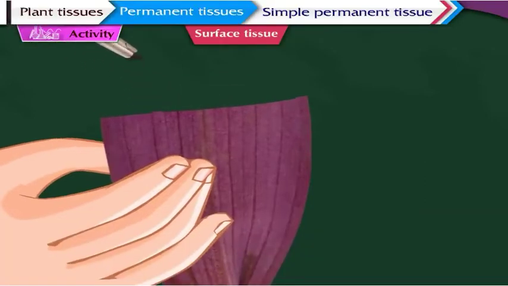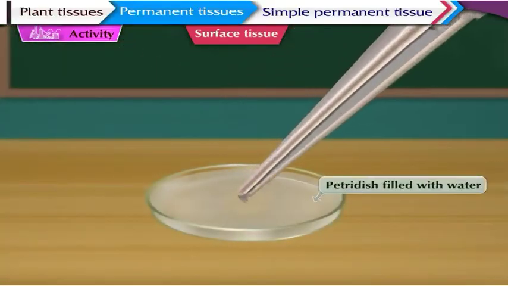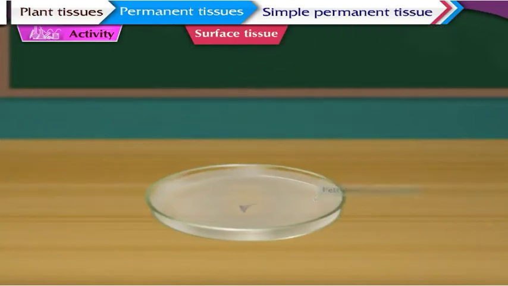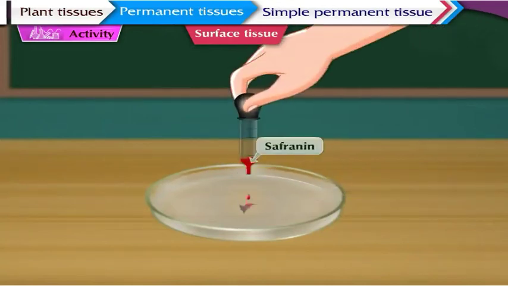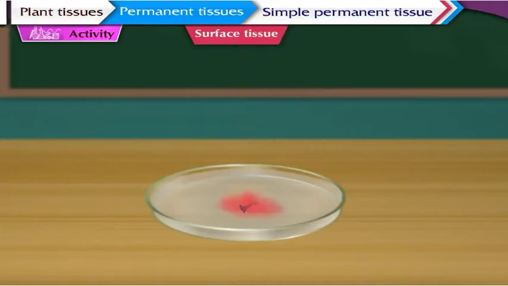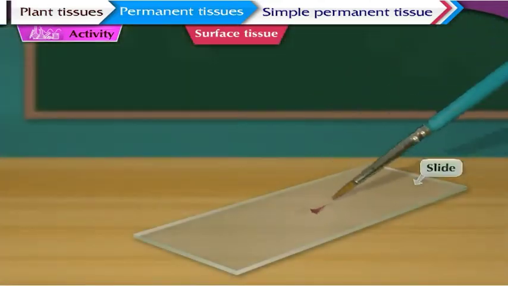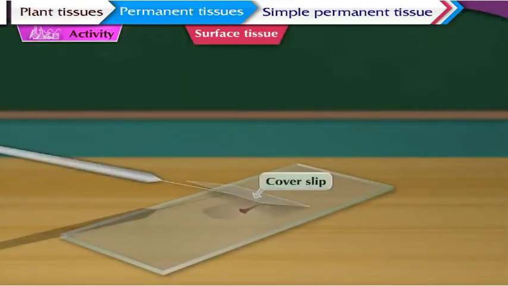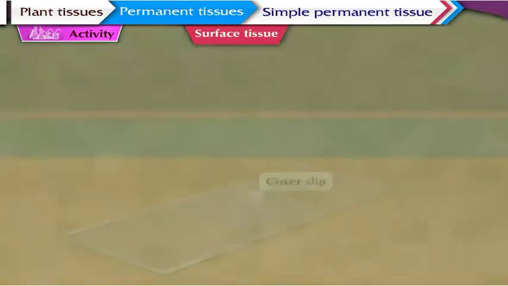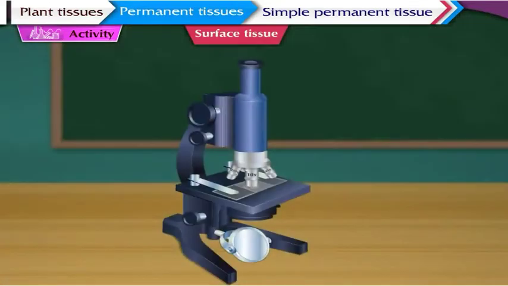Remove the peel and put it in a petri dish filled with water. Add a few drops of safranin. Keep the peel in the dilute solution of safranin for a couple of minutes. Gently transfer it on a slide and place a cover slip over it. Observe the slide under a microscope.